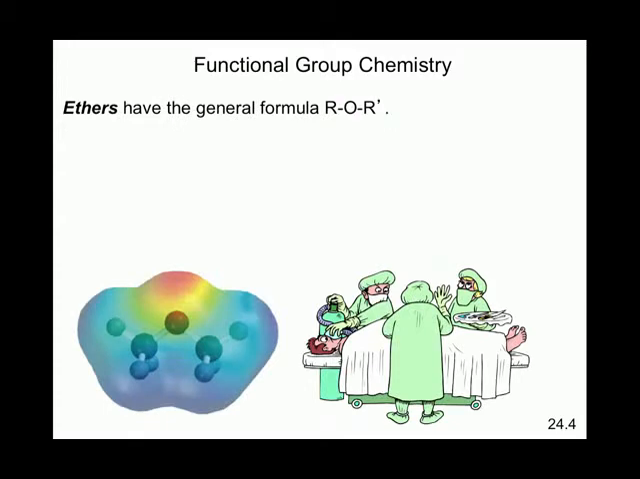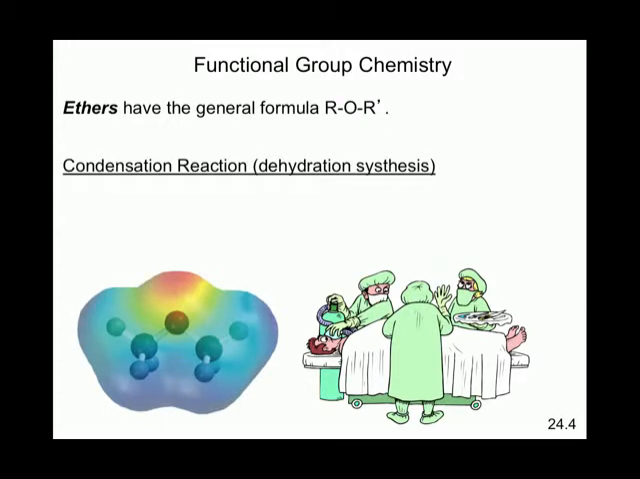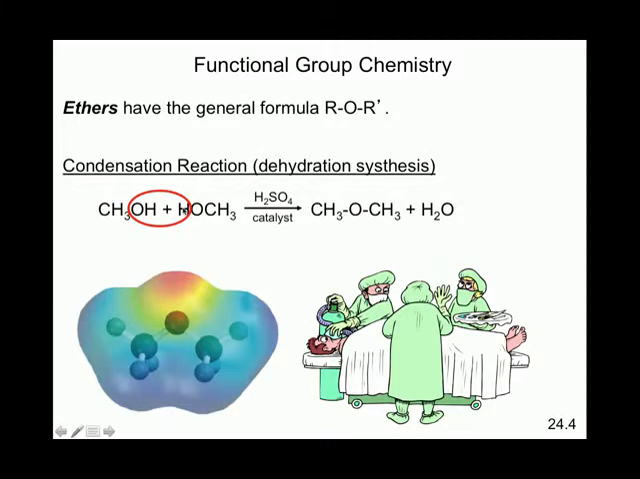Now I'm going to ethers next because ethers are formed by the reaction of 2 alcohols where we split off a water molecule between the 2 of them. That's why it's called the condensation reaction or dehydration synthesis. I think I spelled synthesis wrong here. It should be an N. So you can see we're pulling off an H2O, and here's our H2O here. And then we just kind of slide everything together, and now we have our ether. This one would be called dimethyl ether.